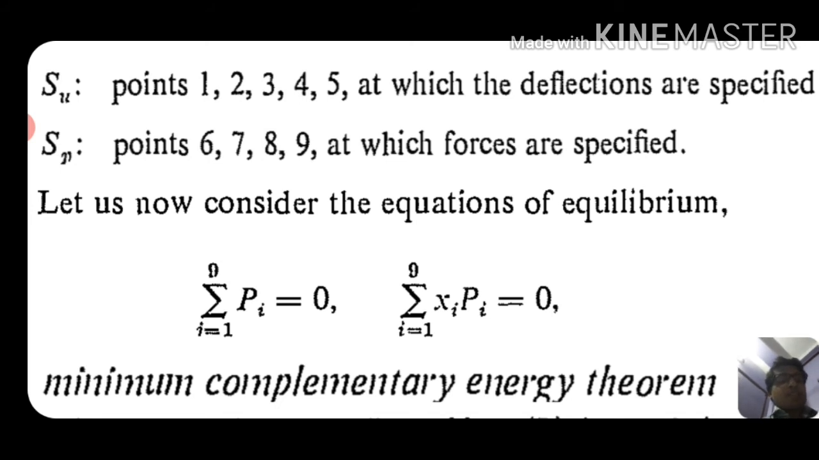Since P6 to P9 are known, for the 5 unknowns P1 to P5, it is apparent that these equations can be satisfied by an arbitrary set of forces P1, P2 and P3. In other words, if we consider the equations of equilibrium alone, we have a triply infinite number of solutions.